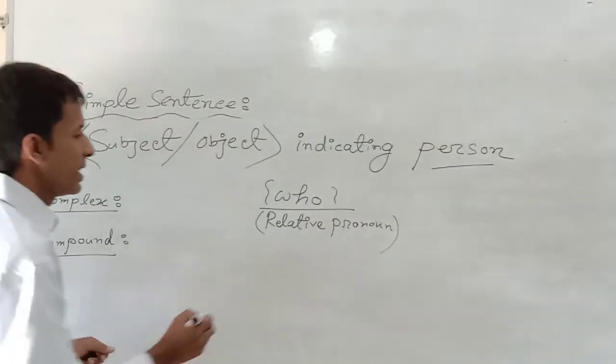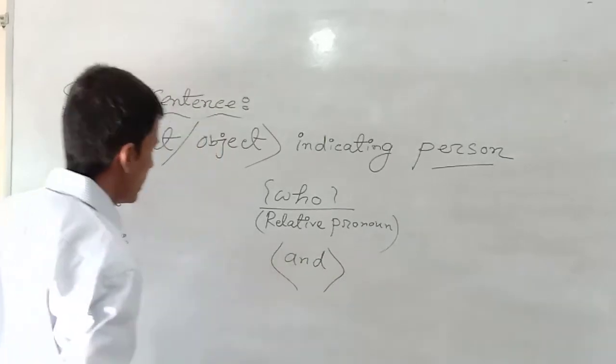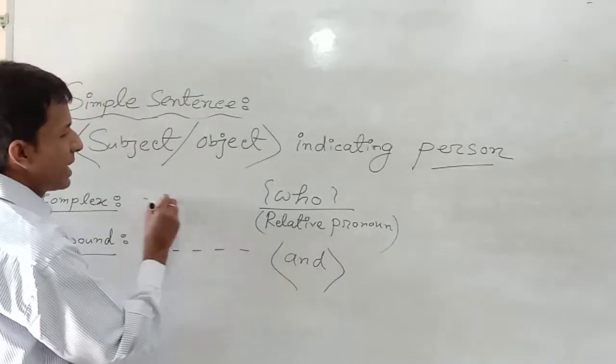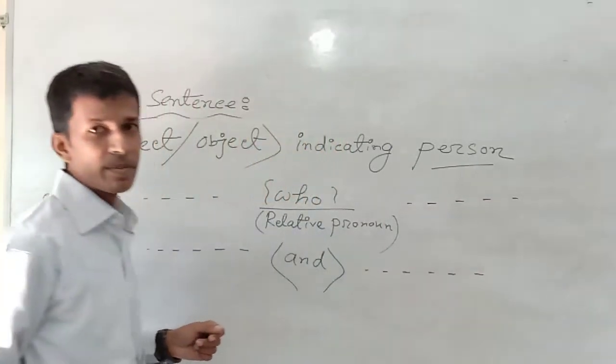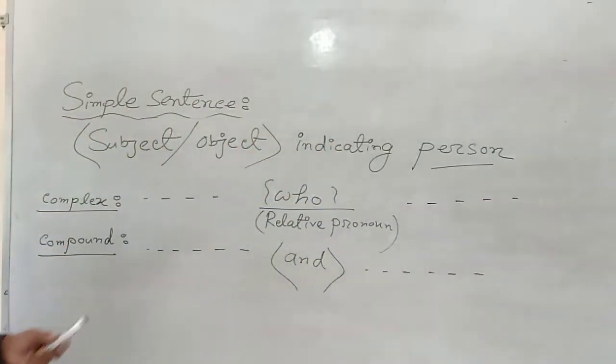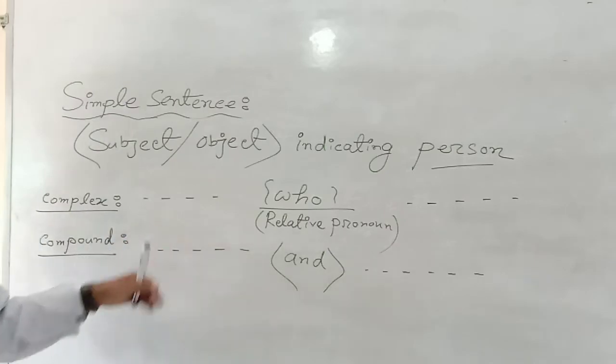In the compound sentence, you will have to use and in the middle part of the sentence. Then independent and dependent clause will be present in your answer. This is the structure, and now I will efface all these words to deliver the example from these structures.